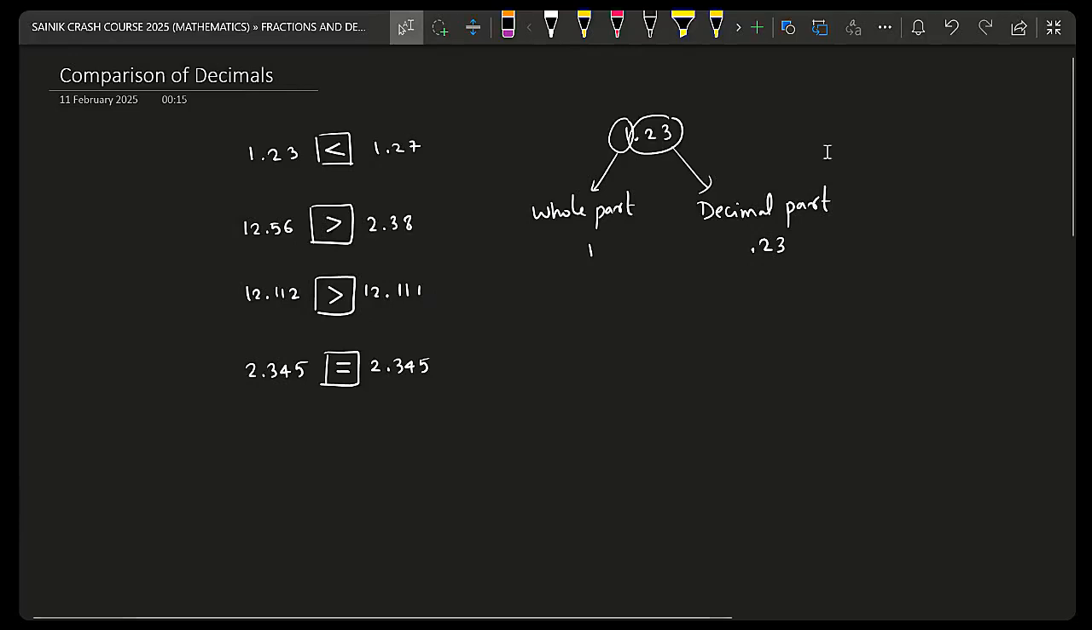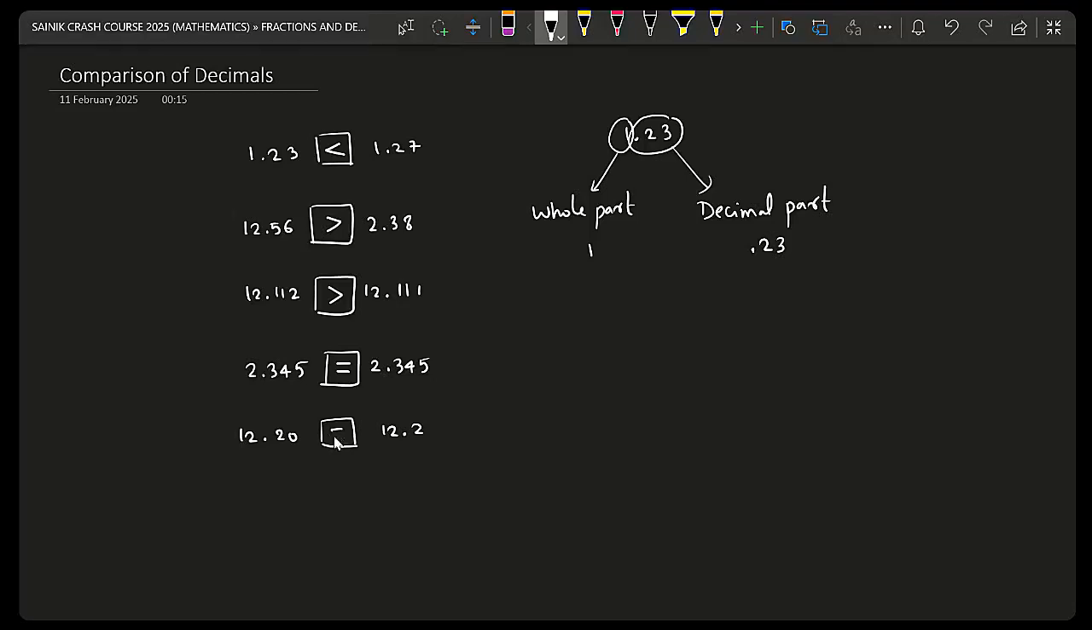Yes, Mayuk. So if I have one question, comparison of 12.20 and 12.2. The two are equal? 12.20 and 12.2. So what do you think, Mayuk? Equal or not equal? What do you think? So I think equal.